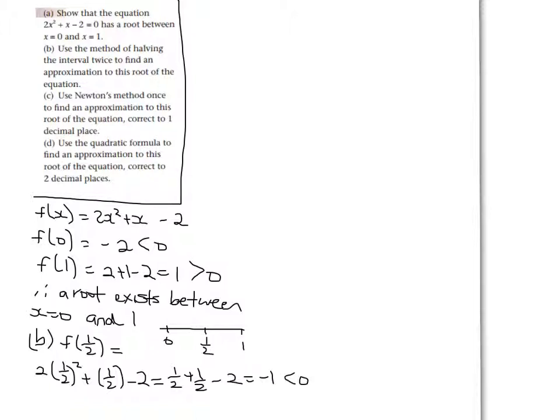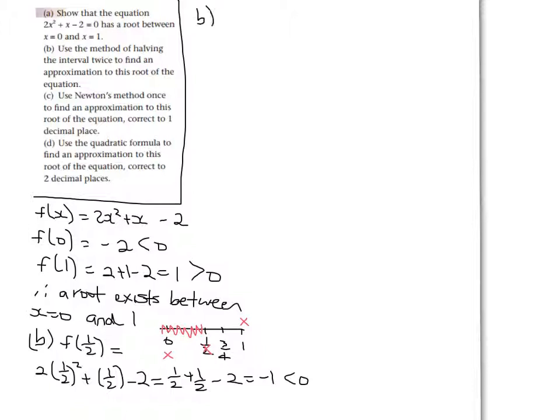So if we just draw a quick plot, 0 is minus 2, and 1 was 1, and a half was minus 1. So about there. Therefore there's no root in between there. One's a minus and one's a plus. So now we're going to halve it again, and that's going to be at 3/4.